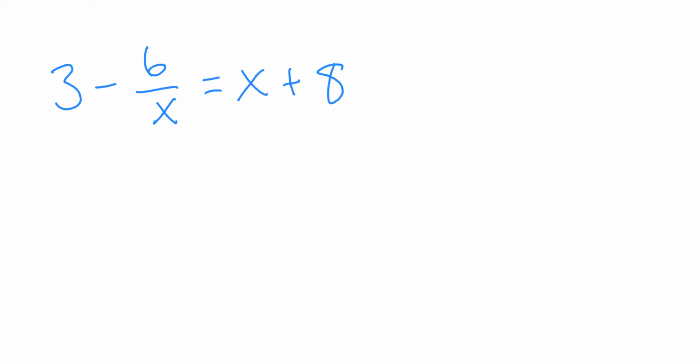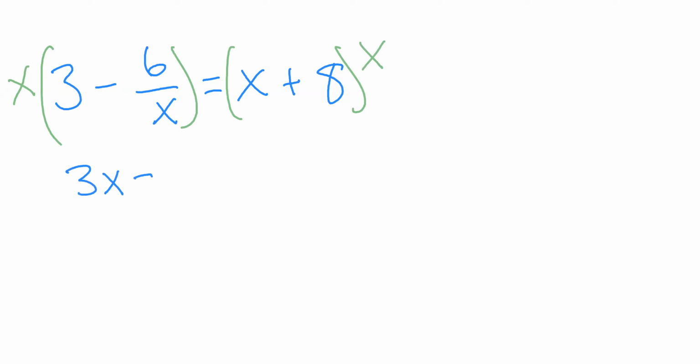All right, in this equation, we only have one fraction and a handful of different terms. So our LCD is going to be x because the denominator of all the fractions here is either x or 1. So our LCD is x. So we're going to multiply both sides of our equation by x. Remember, multiply both sides in their entirety, use the distributive property. We're going to end up with 3x minus 6 equals x squared plus 8x.